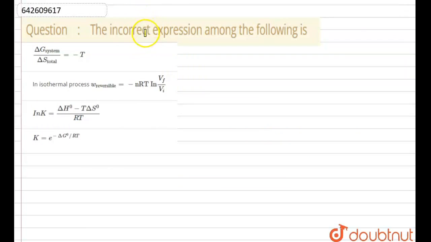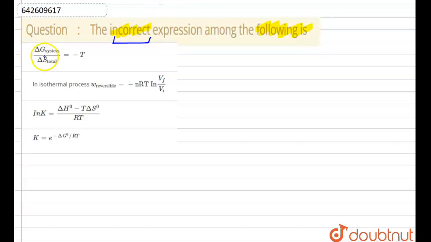So the question we have is: the incorrect expression among the following is... Okay, so we are given 4 different expressions and we have to find out which of the following is the incorrect one. Okay, so for that let us discuss this one by one.